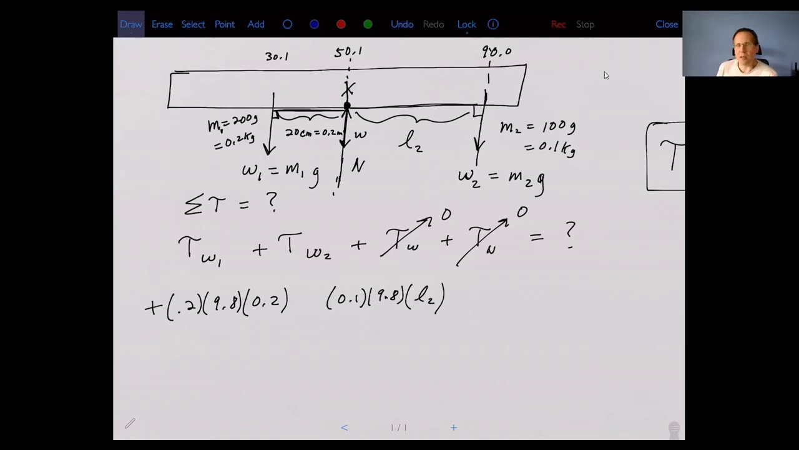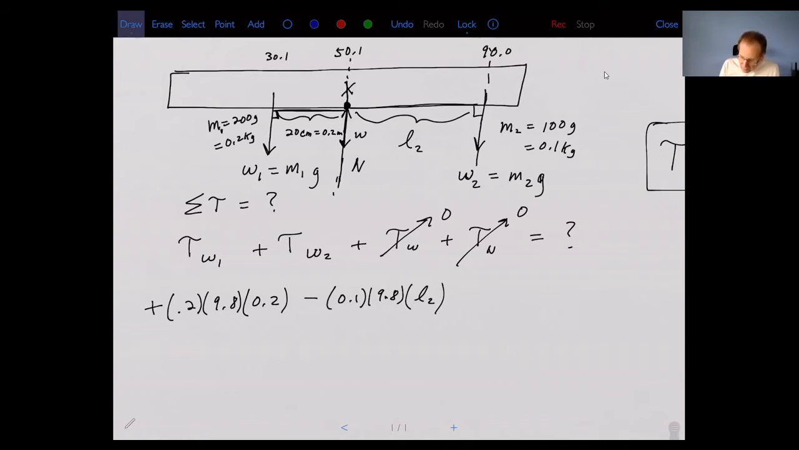Now, is the torque due to W2 positive or negative? Well, imagine that W2 is the only force acting. How would it rotate the meter stick? Well, it would rotate it clockwise. If you were to pull down on W2, the meter stick would rotate clockwise around the point of rotation. Therefore, this is going to be negative.